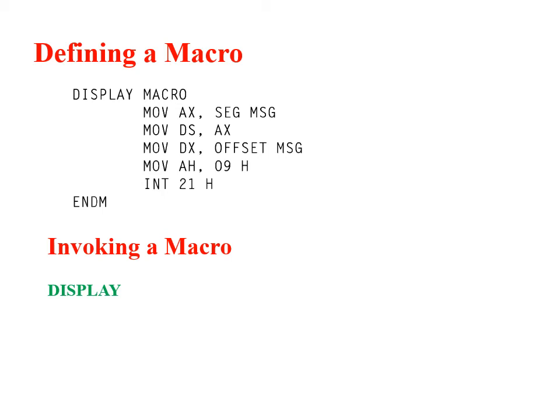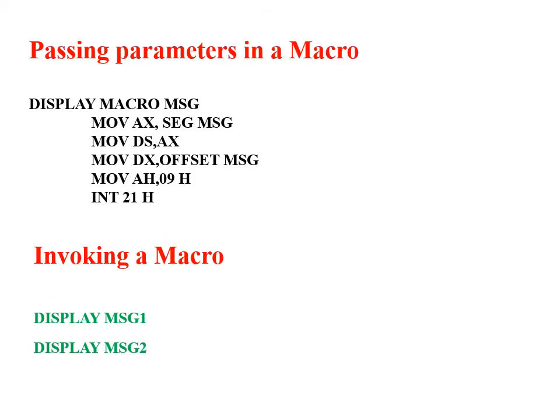So now it is defined. How will you invoke this macro? All you have to do is just write the name of the macro, and the name of the macro here is display. How will you pass parameters in a macro? It is very simple when compared to procedures in 8086.